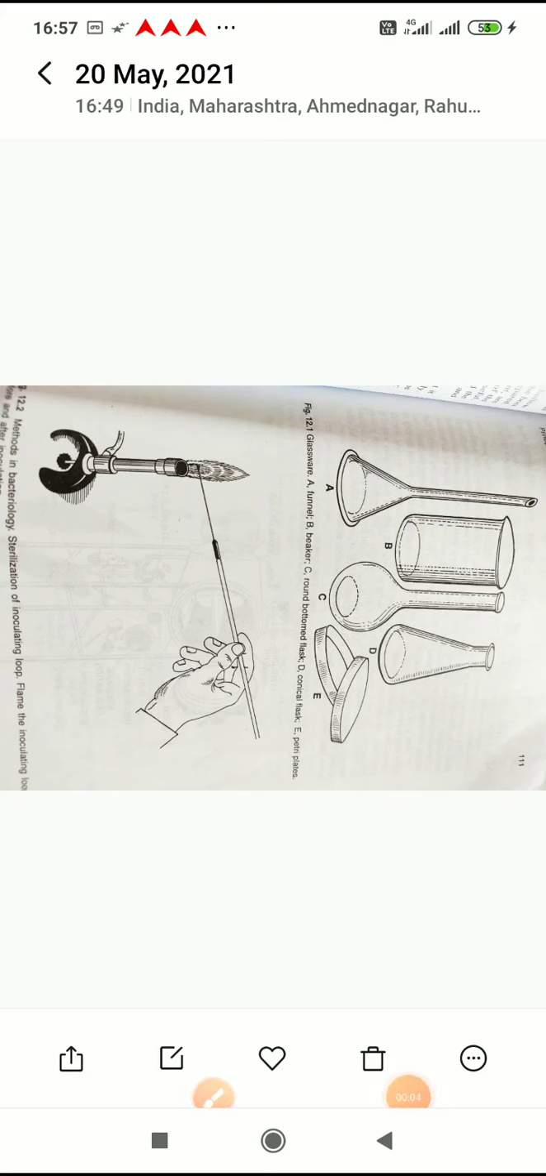Methods of studying plant diseases. Chapter from plant pathology. So, how does a pathologist recognize the disease in the field?